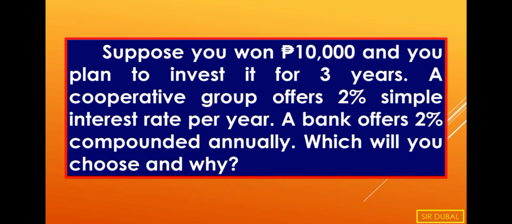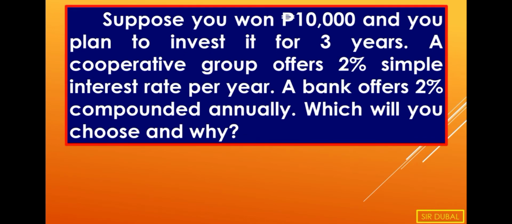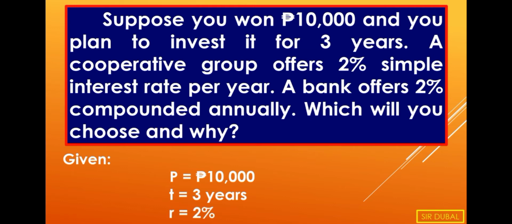In solving this, we need to identify first what are the given. So the given are the 10,000 pesos, which is our principal value. We have also 3 years, which is our time or term. We have also 2%, which is represented with the rate. And if we're going to convert that in decimal form, that is equivalent to 0.02.